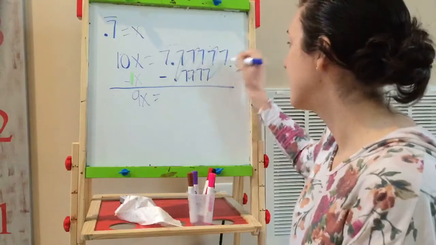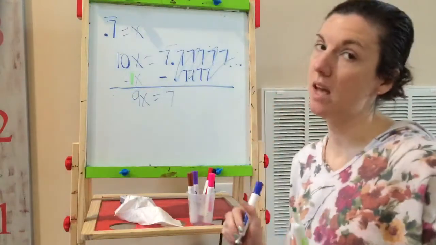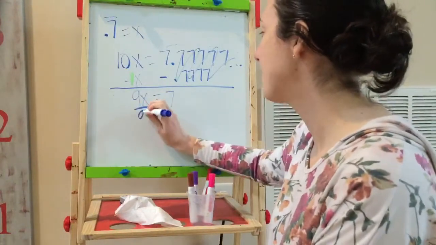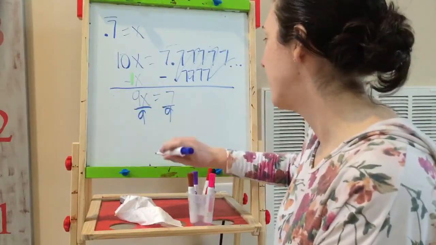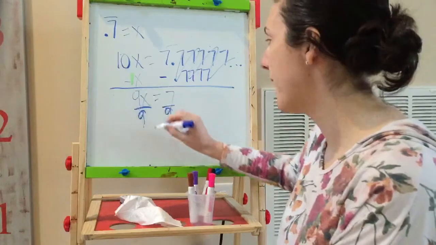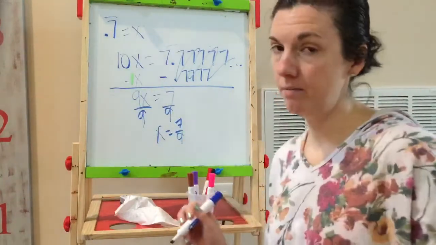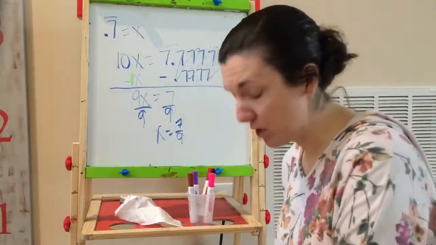7.77777, and then take away 0.777. All those end up canceling out, and you just have 7. And so when you do inverse operations, that's 9 times x, so we have to do the opposite and divide by 9. 9 divided by 9 is 1x, so x is 7 over 9. And that's the one they showed you in the video.